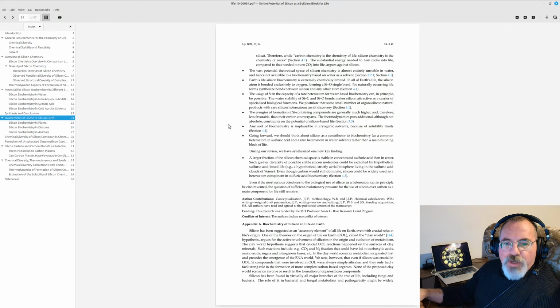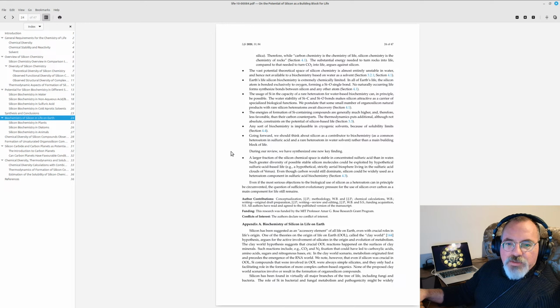The energies of formation of silicon-containing compounds are generally much higher and therefore less favorable than their carbon counterparts. The thermodynamics puts additional, although not absolute, constraints on the potential of silicon-based life. Any sort of biochemistry is implausible in cryogenic solvents because of solubility limits. Going forward, we should think about silicon as a contributor to biochemistry, as a common heteroform in sulfuric acid and a rare heteroform in water solvent, rather than a main building block of life.